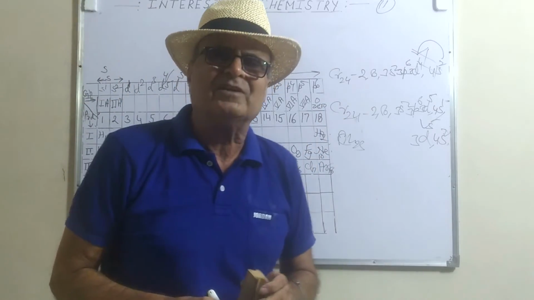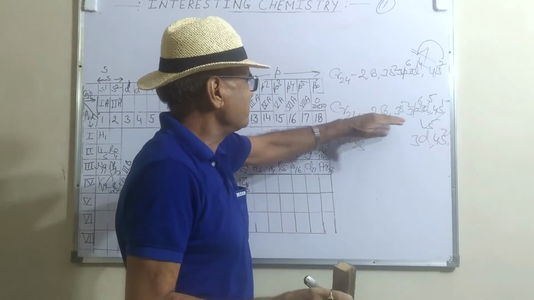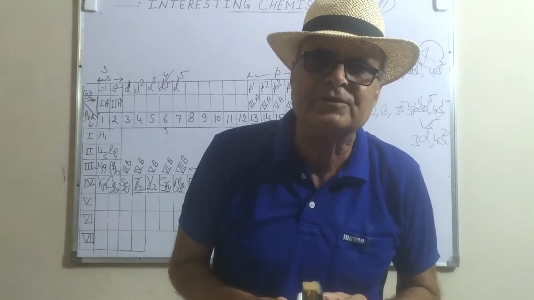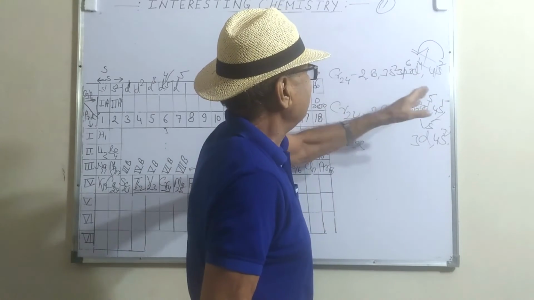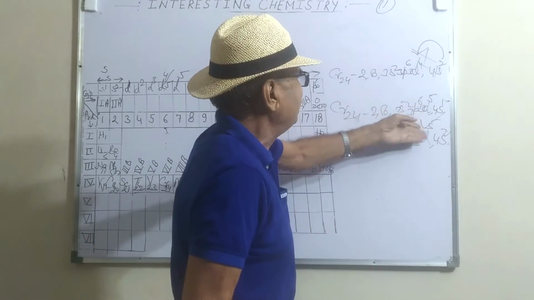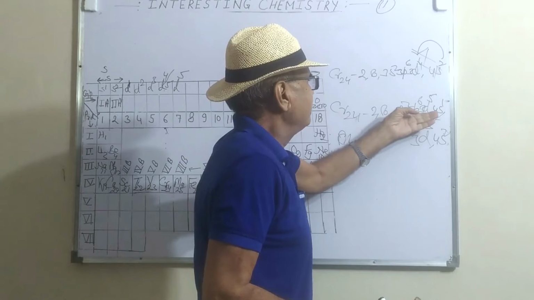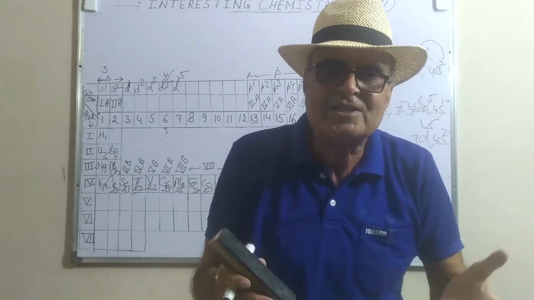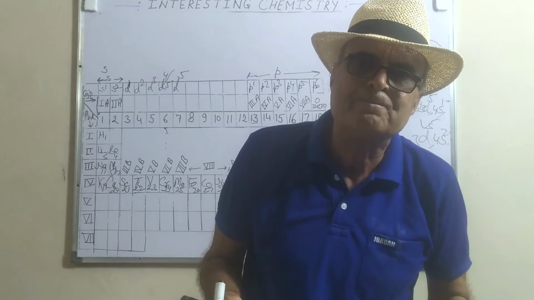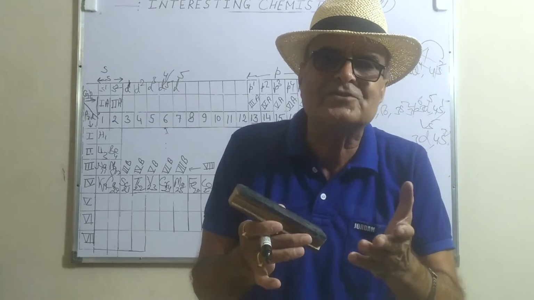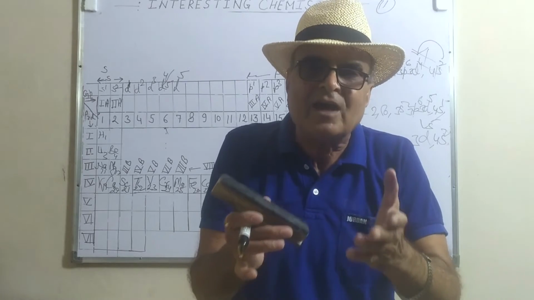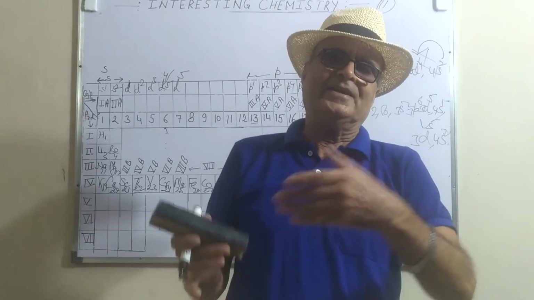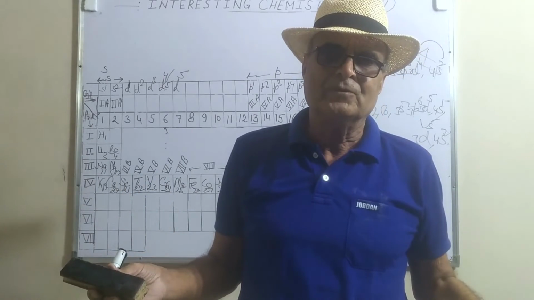You can ask me why this exception is observed here. What is the reason behind it? One electron migrates from 4s2 to 3d, and this 3d becomes d5 and 4s1. It is also a question. So please remember that half-filled orbitals are more stable than unfilled orbitals.